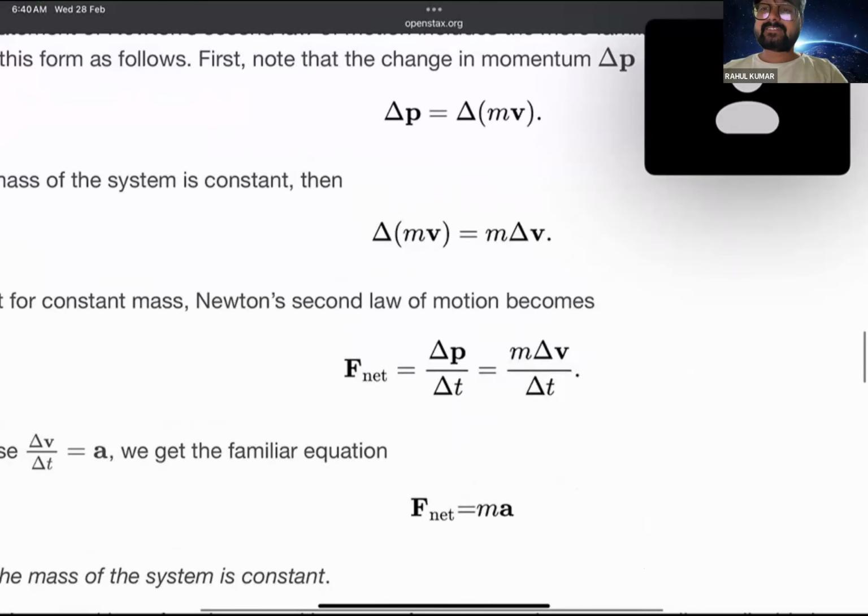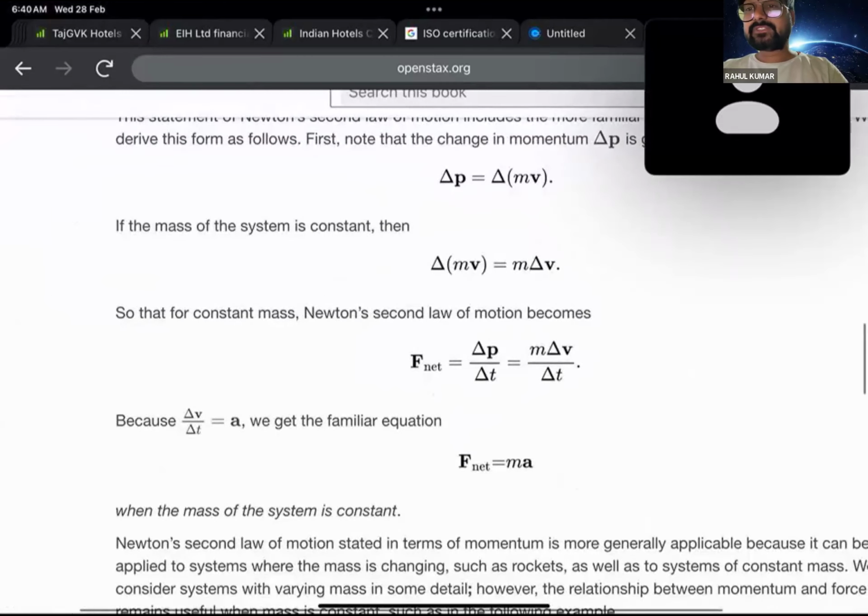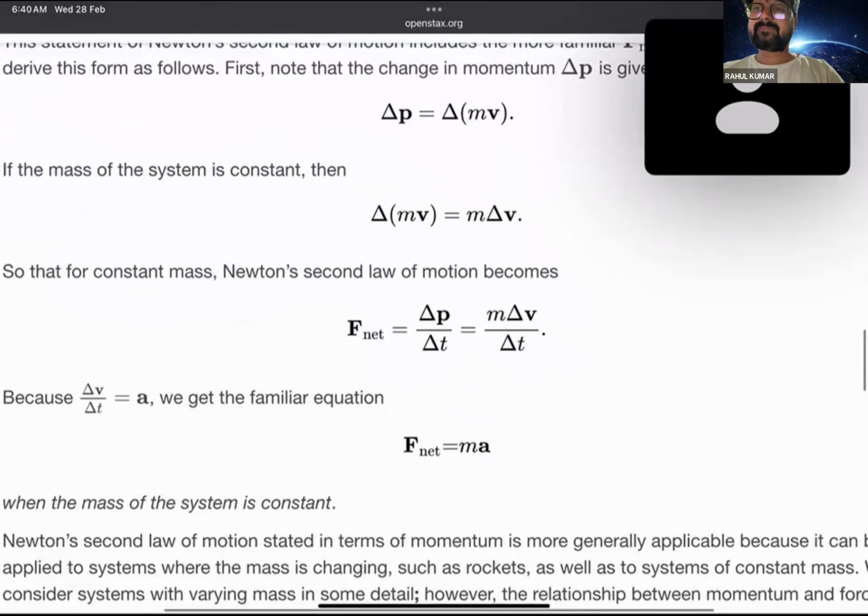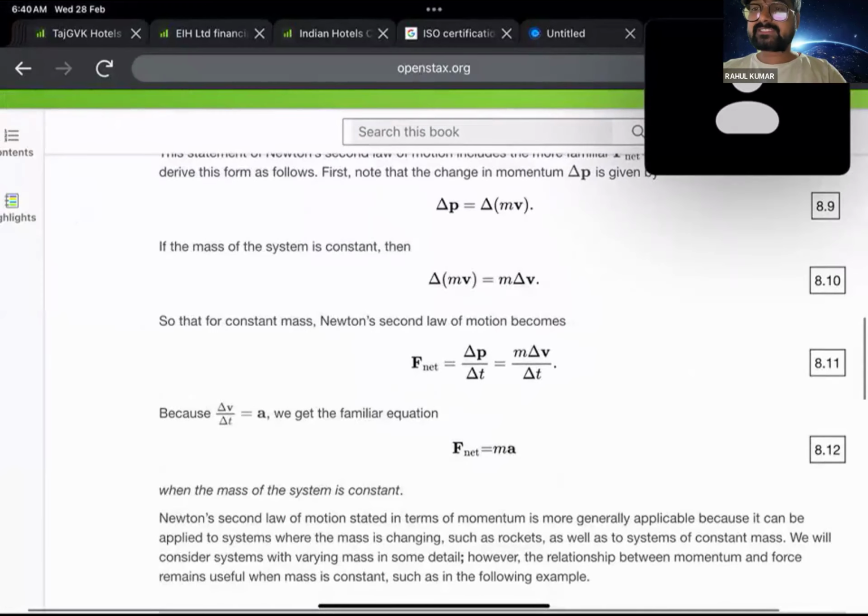So F net by Newton's second law, net force acting on any object is rate of change of momentum. That means delta P by delta T, change in momentum by change in time taken. So that is m times, because the mass of the system is constant, mass multiplied by delta V by delta T. And do you know what is delta V by delta T? That means rate of change of velocity with respect to time.